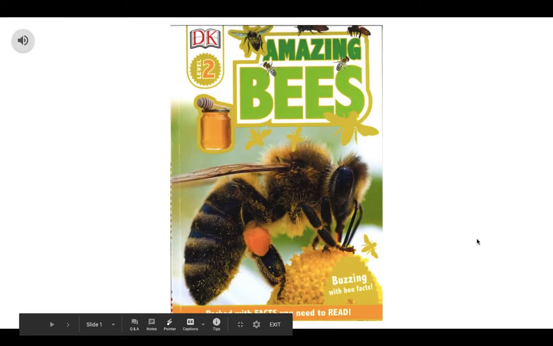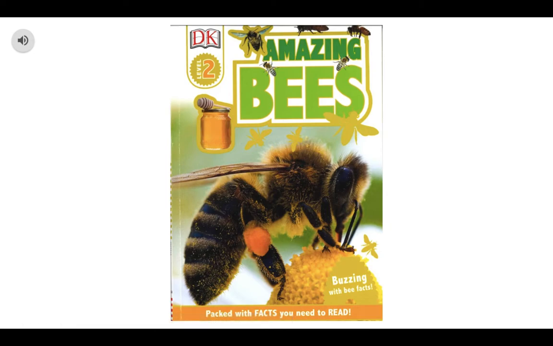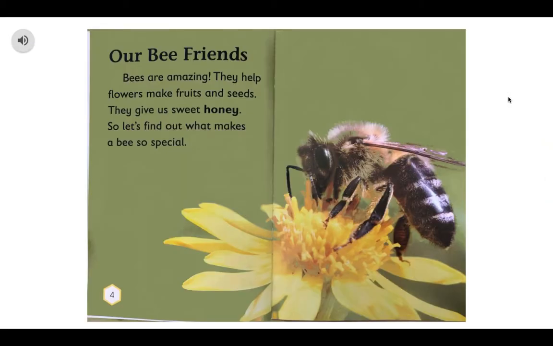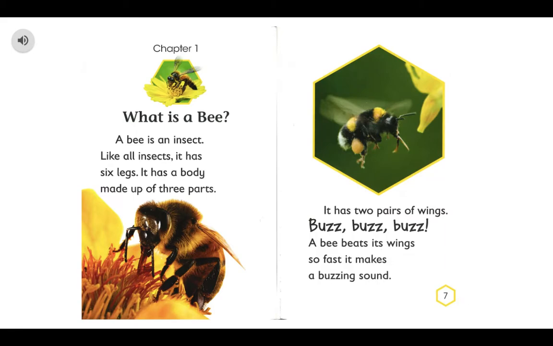Okay, it says, Amazing Bees, buzzing with bee facts, packed with facts you need to read. We have Amazing Bees by Sue Unstead. Okay, here's the table of contents. Like I said, we're going to be reading Our Bee Friends and then Chapter 1, What is a Bee? Our Bee Friends. There's a heading. Bees are amazing. They help flowers make fruits and seeds. They give us sweet honey. So let's find out what makes a bee so special.